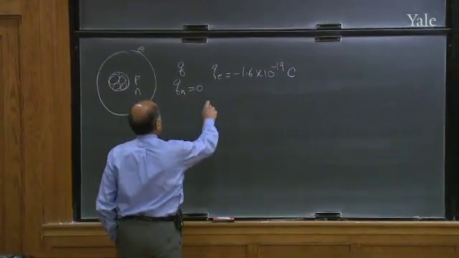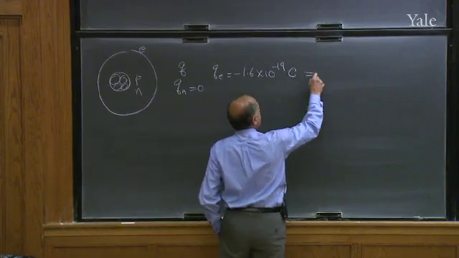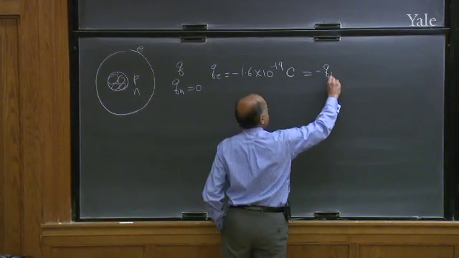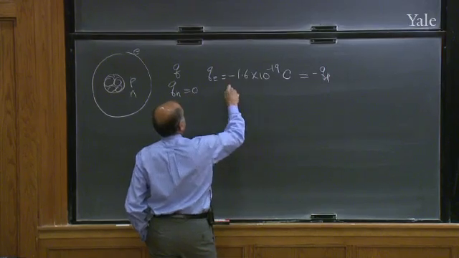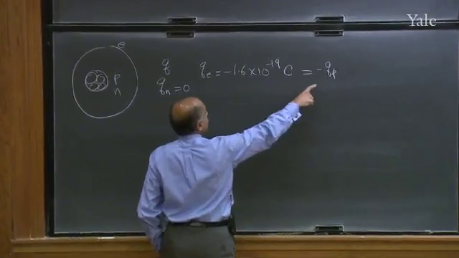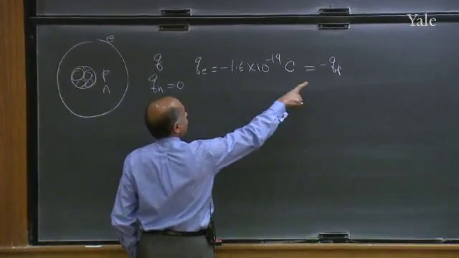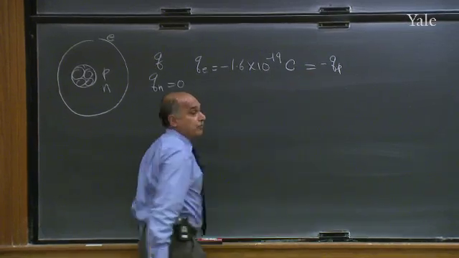The Q for the proton is really, well, let me put it this way. Q for the proton is a positive number, so it's really these minus signs cancel.